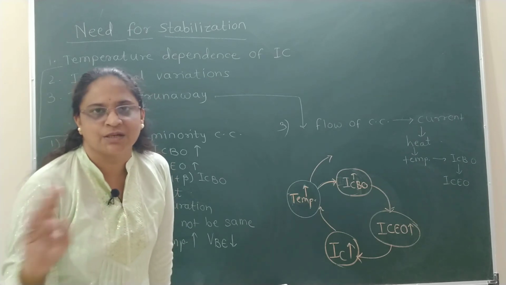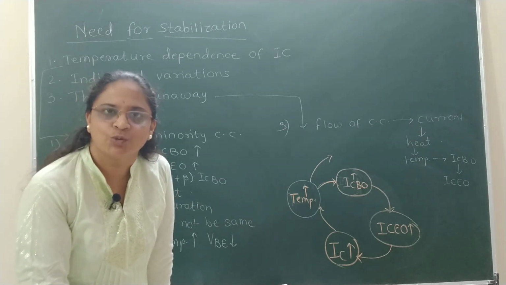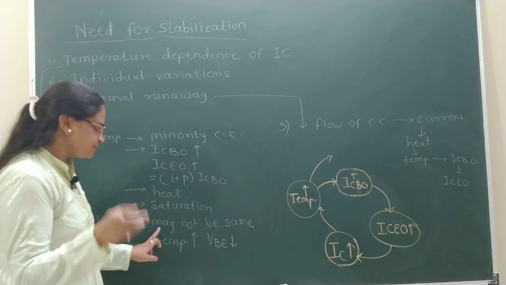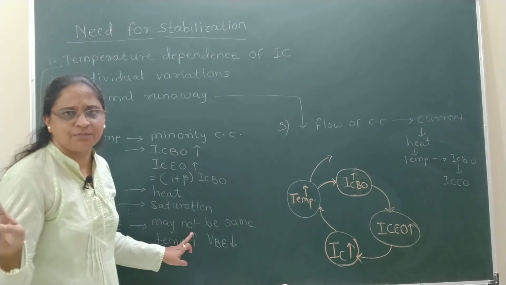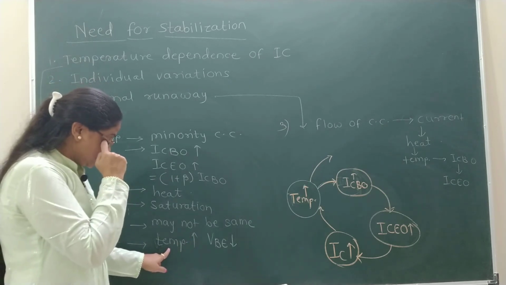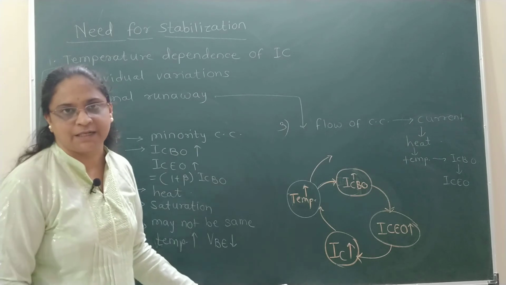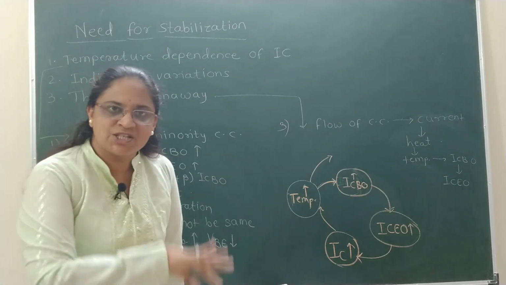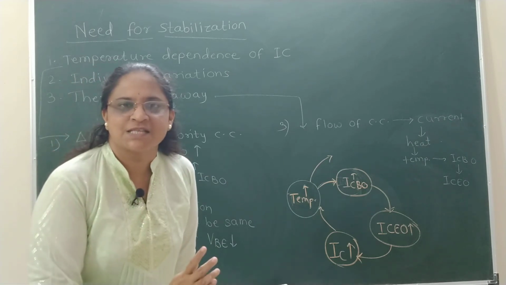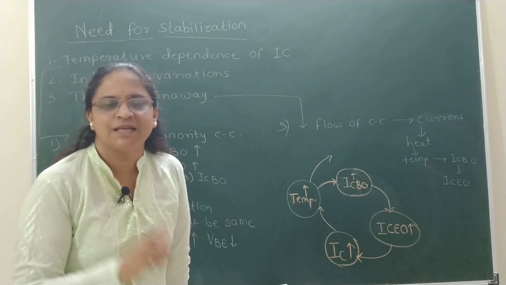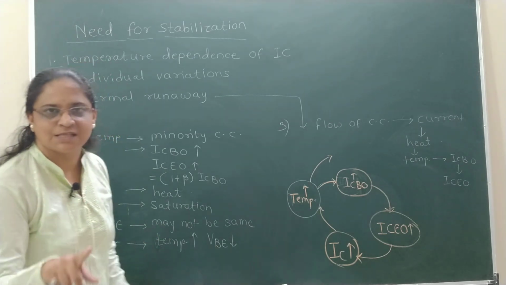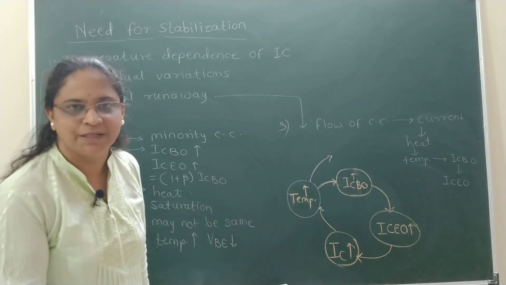Any variation will make the depletion layer be overcome differently. So if these two parameters change, as they are not the same for any two transistors even though they are of the same type, and as temperature increases VBE decreases, again VBE changes, IB changes, IC changes. So it is essential to make IC independent of such variations of transistor parameters. That is the second need.